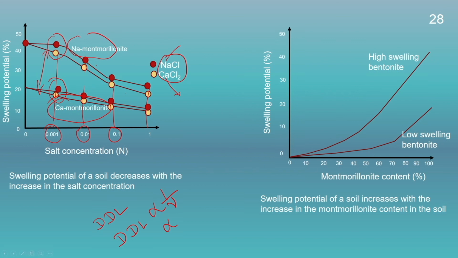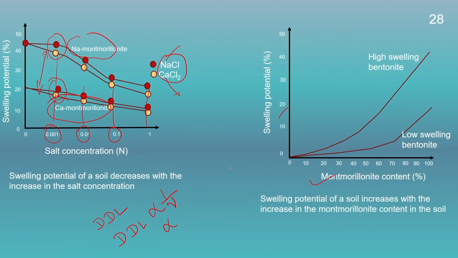Therefore, the swelling potential of sodium montmorillonite will be higher in comparison to calcium montmorillonite. Now, if we take the amount of montmorillonite in a soil, say for example, a soil mixture containing montmorillonite or an expansive soil and a non-expansive soil, then we could see that an increase in the montmorillonite content in the mixture will increase the swelling potential.